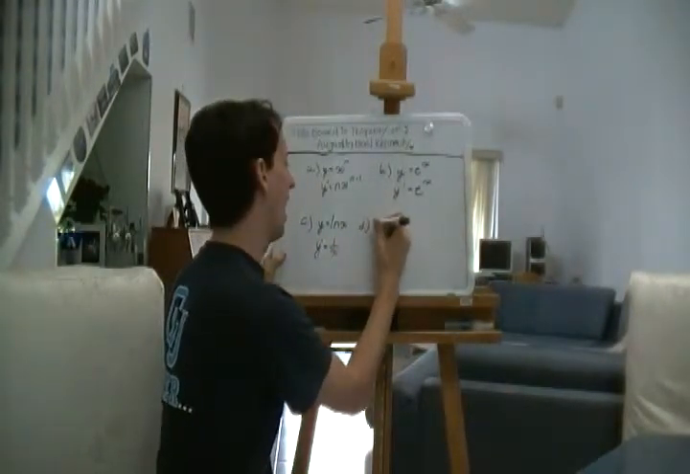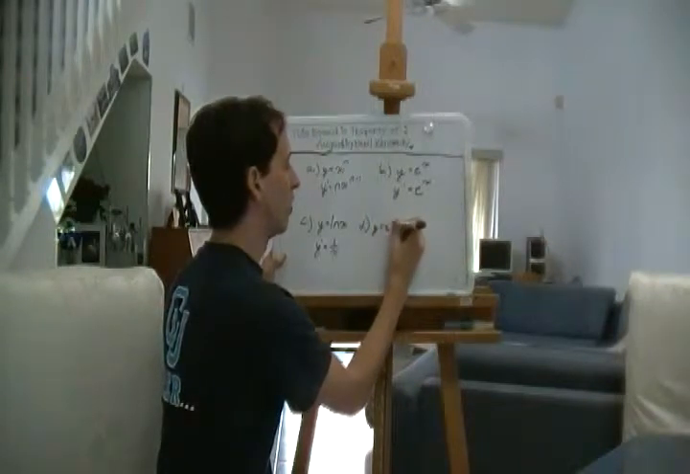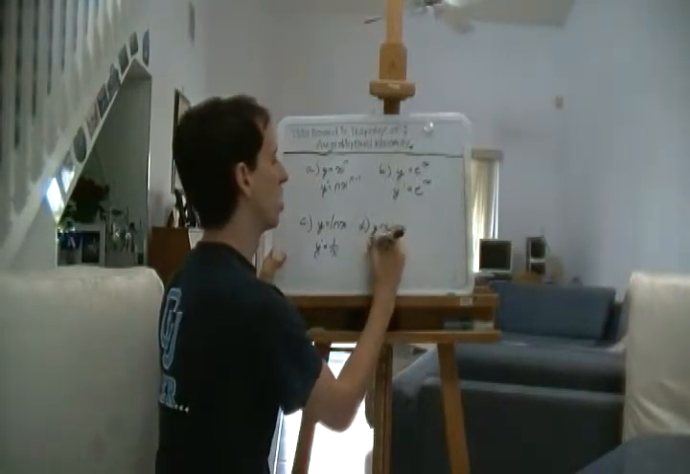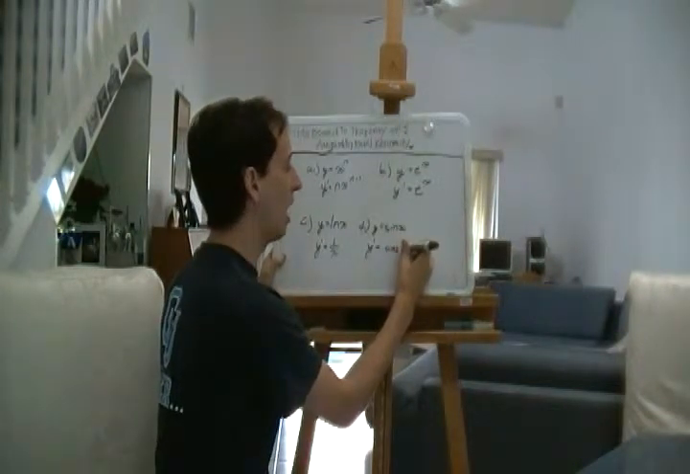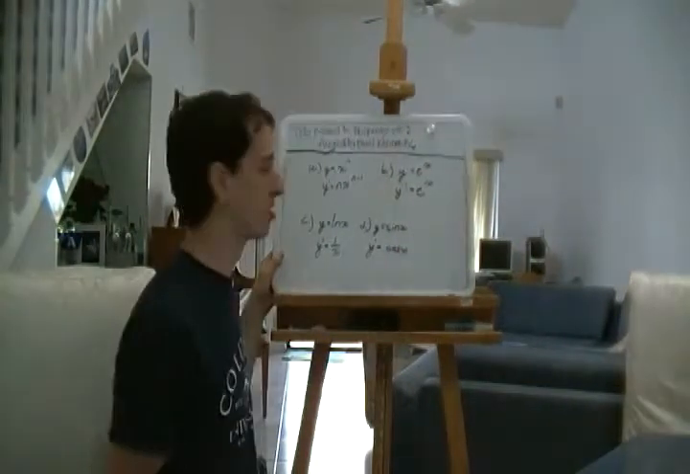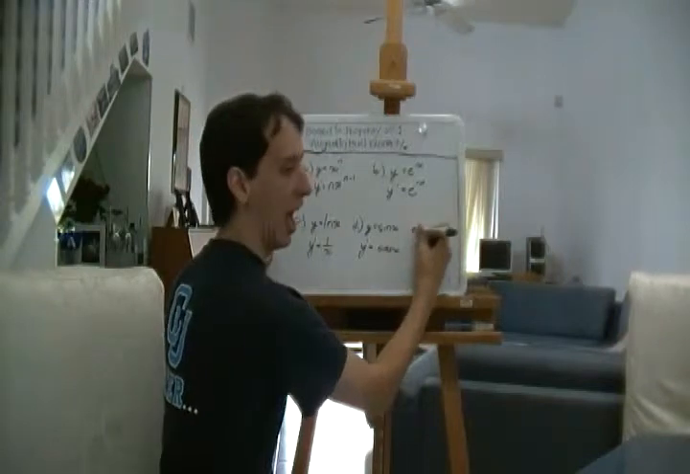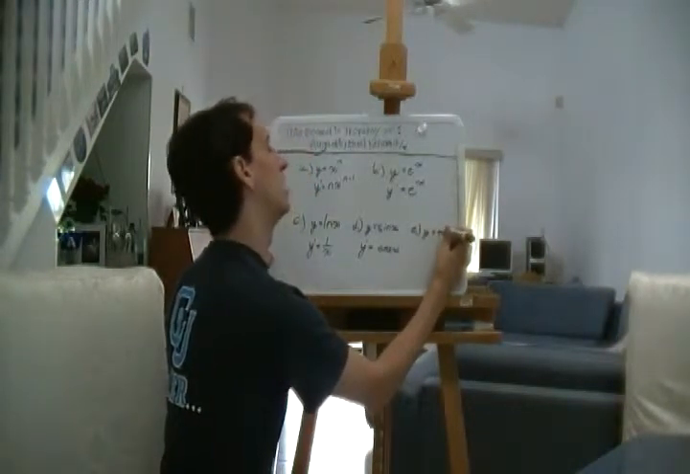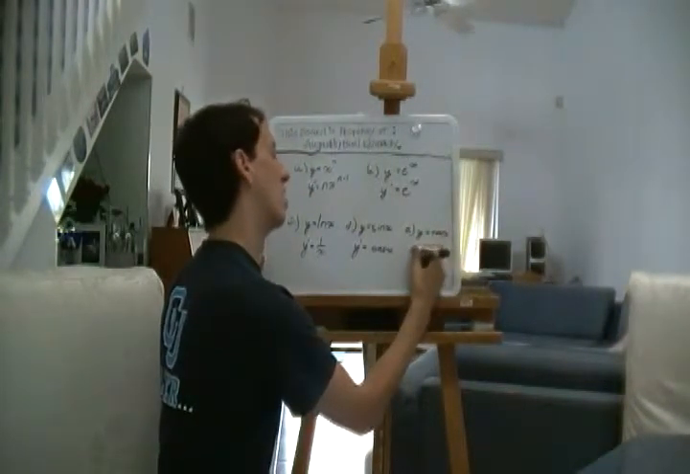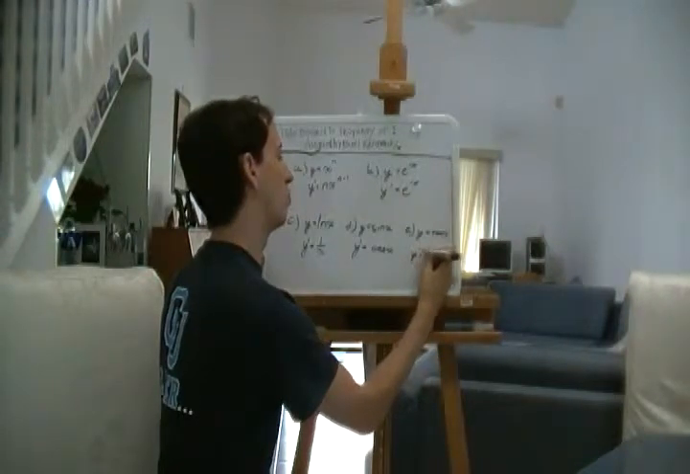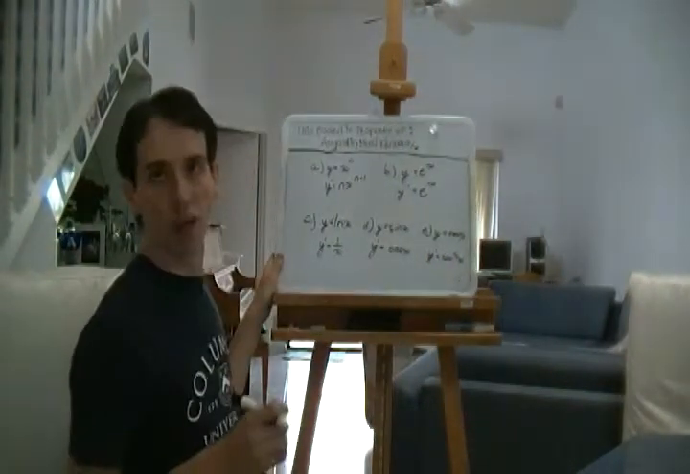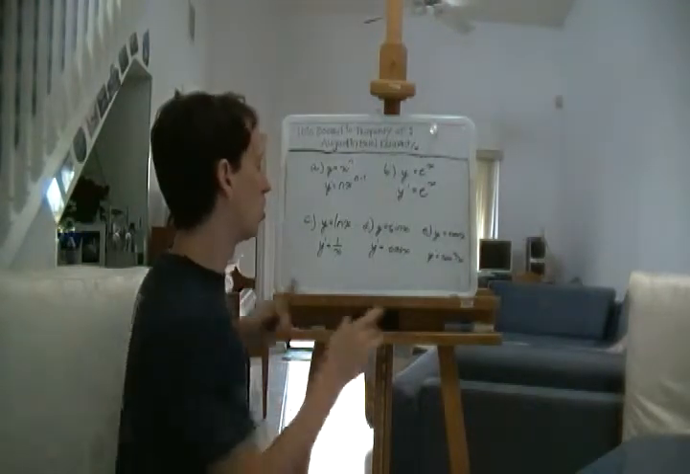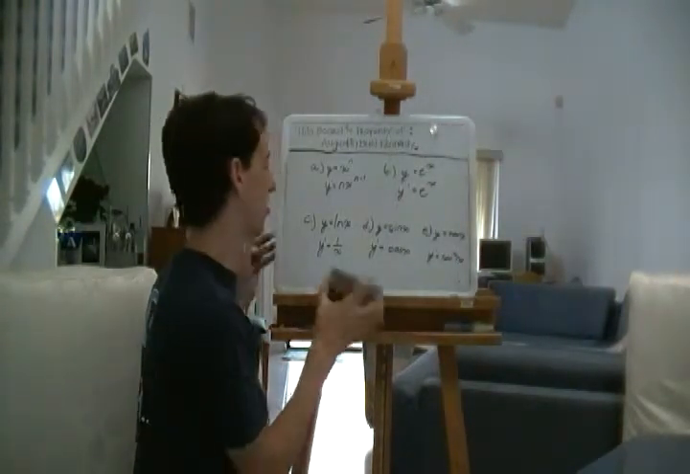For D, I asked you what the derivative of the sine function is, and you hopefully remembered that y prime of sine x is cosine x. And finally, I asked you what the derivative of the tangent function was, and sure enough, it's y prime equals secant squared x. Okay? That was question 1, a nice and easy way to start.